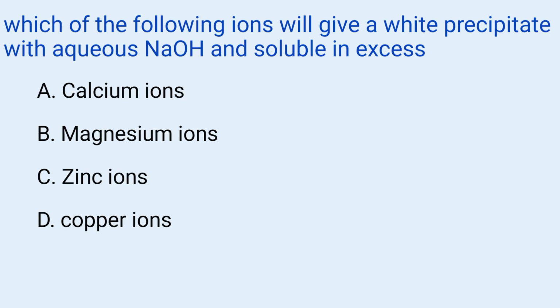Next question. Which of the following ions will give a white precipitate with aqueous sodium hydroxide and soluble in excess of the base? A. Calcium ions. B. Magnesium ions. C. Zinc ions. D. Copper ions. The correct answer is option C, zinc ions. Zinc ions form a white precipitate with aqueous sodium hydroxide, but soluble in excess of the base.